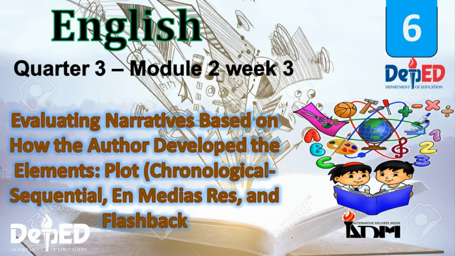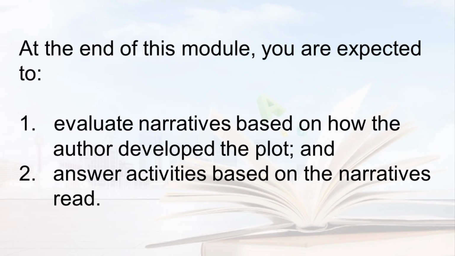English 6. Quarter 3, Module 2, Lesson 2. Evaluating narratives based on how the author developed the elements: plot, chronological-sequential, in medias res, and flashback. At the end of this module, you are expected to 1. Evaluate narratives based on how the author developed the plot, and 2. Answer activities based on the narratives read.